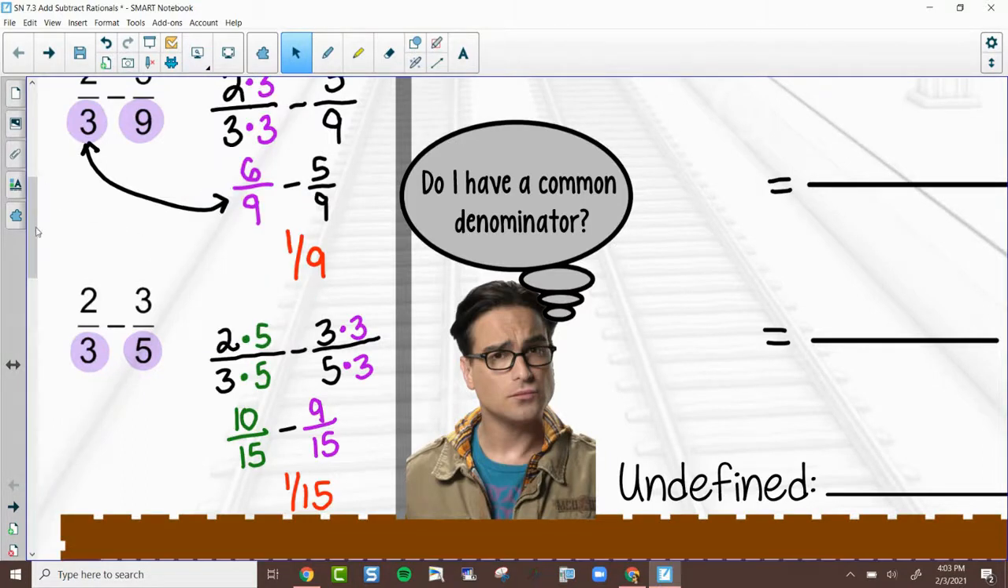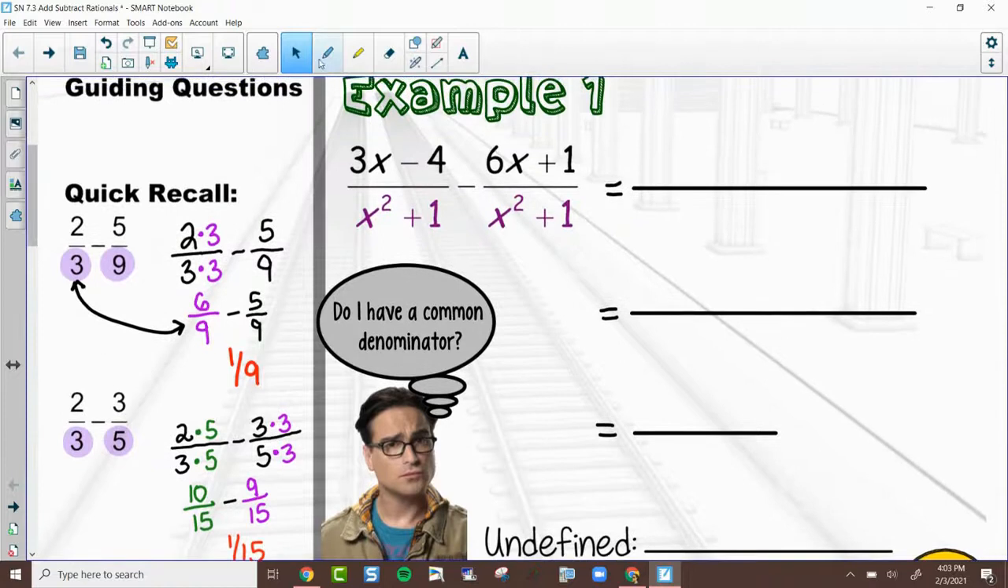So let's kick it off with the very first example. And what I like to do is always take a look at the denominator first. I don't even focus on the top. I do have common denominators. So just like what we did on the side, all I did was simply subtract the numerators. And that's exactly what's happening here.